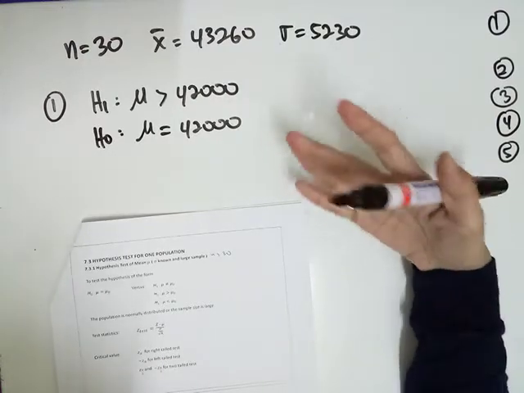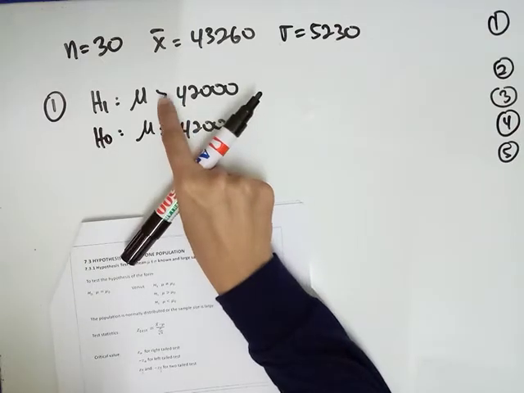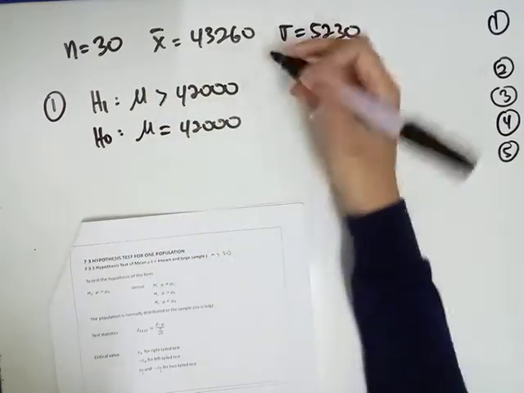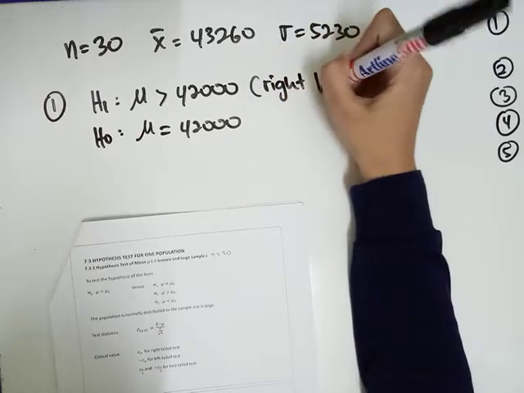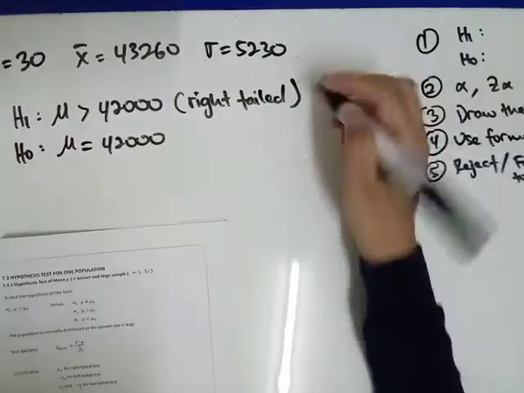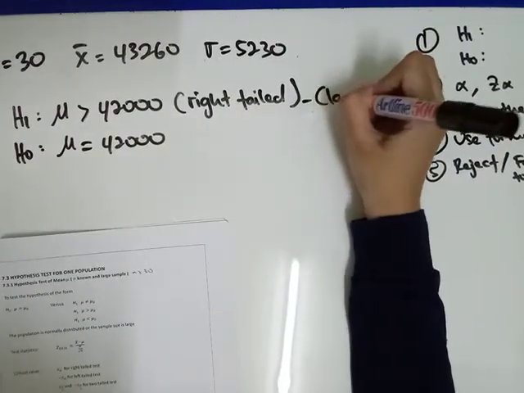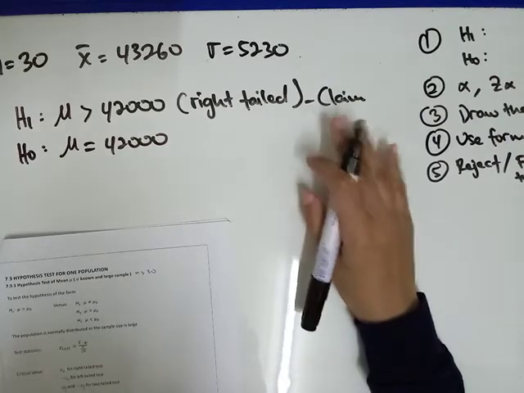Sama ada kita nak test right tail or left tail or two tail. So look at the sign for H1, it is more than. That means we need to test the right tail of the area. So H1 ni yang kita nak claim. Claim apa dia ni? Claim ni maksudnya test whether the statement is true or not.